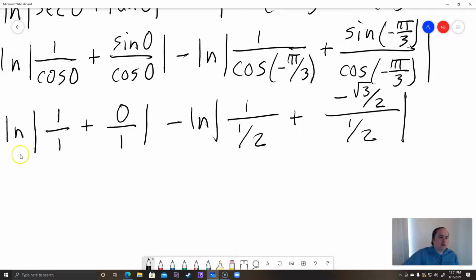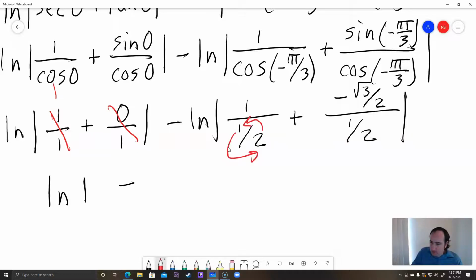Okay, so anyway, for this first function we have natural log of 1 plus 0. So this is 1 plus 0, which is 1. And absolute value of 1 is still 1, so we have natural log of 1. And then for the second, if we're doing 1 over 1/2, we flip over the 1/2 and put it on the top. Okay, so it ends up being 2. It's 2 over 1, which is the same as 2. So we have natural log of absolute value of 2.